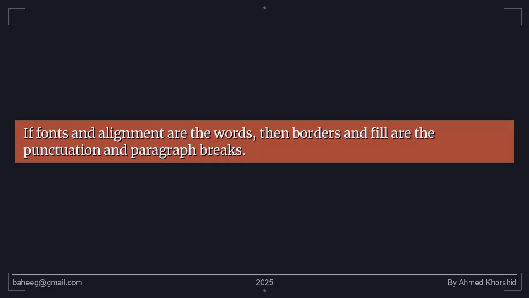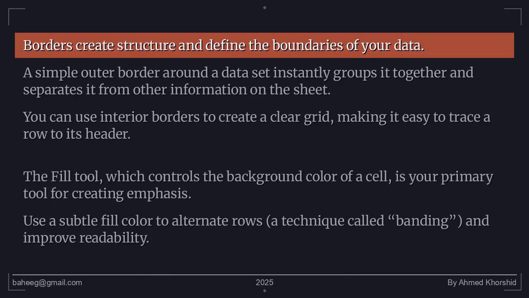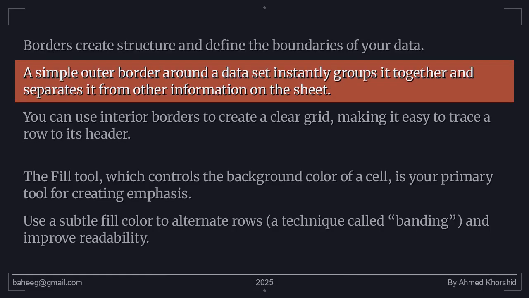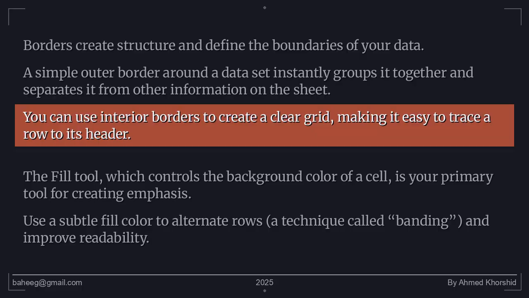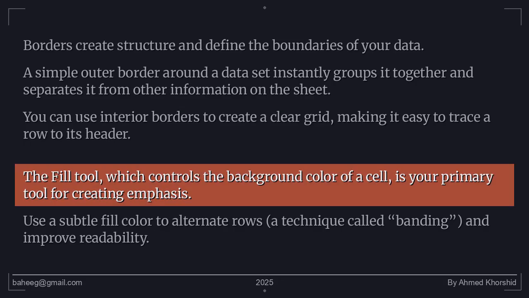If fonts and alignment are the words, then borders and fill are the punctuation and paragraph breaks. Borders create structure and define the boundaries of your data. A simple outer border around a data set instantly groups it together and separates it from other information on the sheet. You can use interior borders to create a clear grid, making it easy to trace a row to its header. The fill tool, which controls the background color of a cell, is your primary tool for creating emphasis.